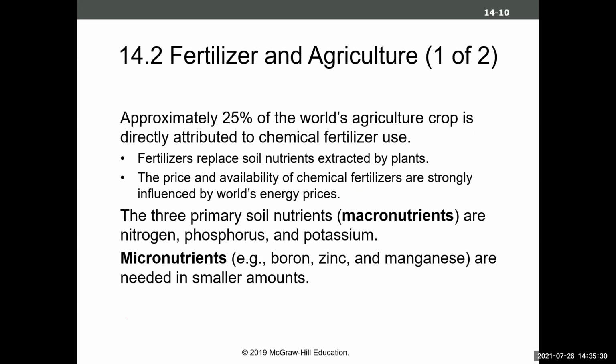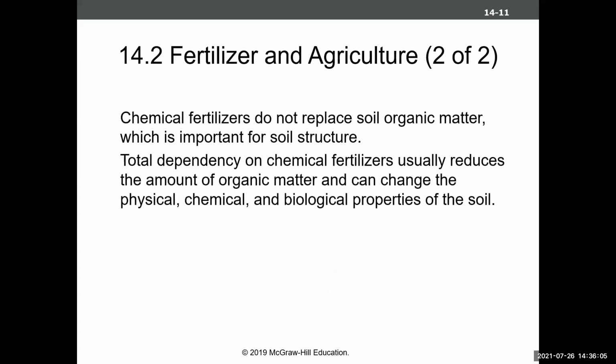Now, plants also need micronutrients. They need these types of nutrients in much smaller amounts than macronutrients. And usually your macronutrients are going to be your limiting factors. So remember, we discussed limiting factors, and whichever one is the lowest in the soil is going to be the limiting factor, and that's the one you'll want to raise using fertilizer. Some of the micronutrients are things like boron, zinc, and manganese. And again, those are needed in much, much smaller amounts compared to the macronutrients.